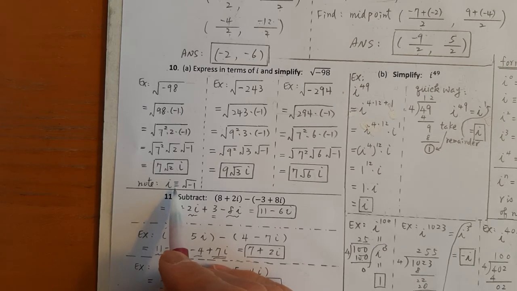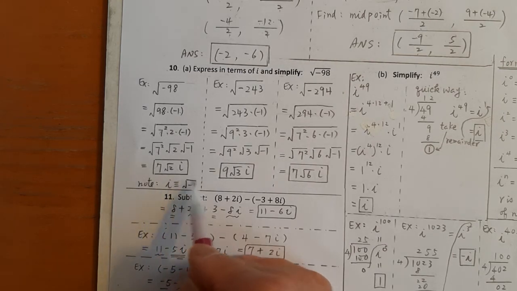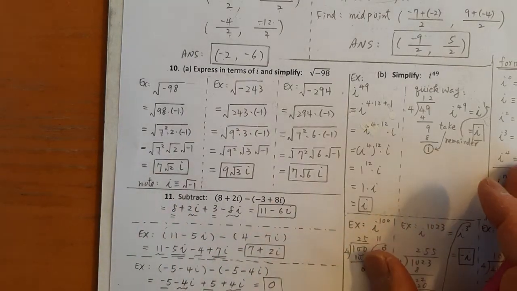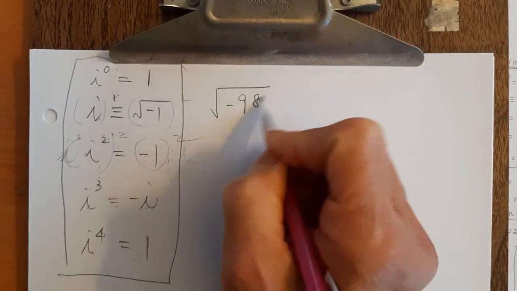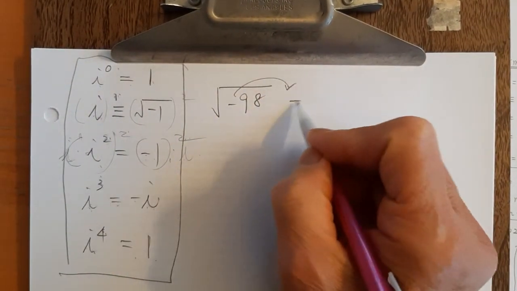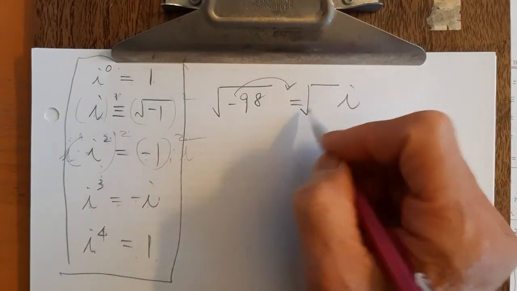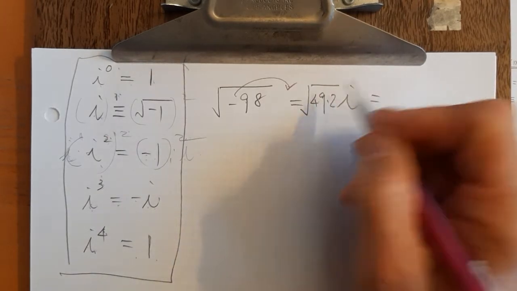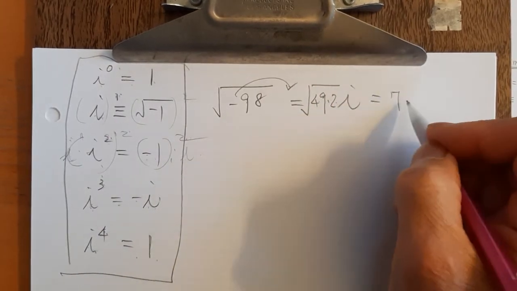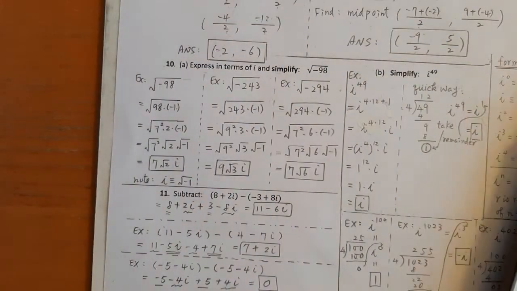Now I is defined equal to square root of -1. So the quick way is square root of -98. You just take this -1 out, become I. And the square root of 98 divided by 2 is 49 times 2. 49 take square root out is 7. 2 you cannot square root out, still 2. Then I. That's a quick way.